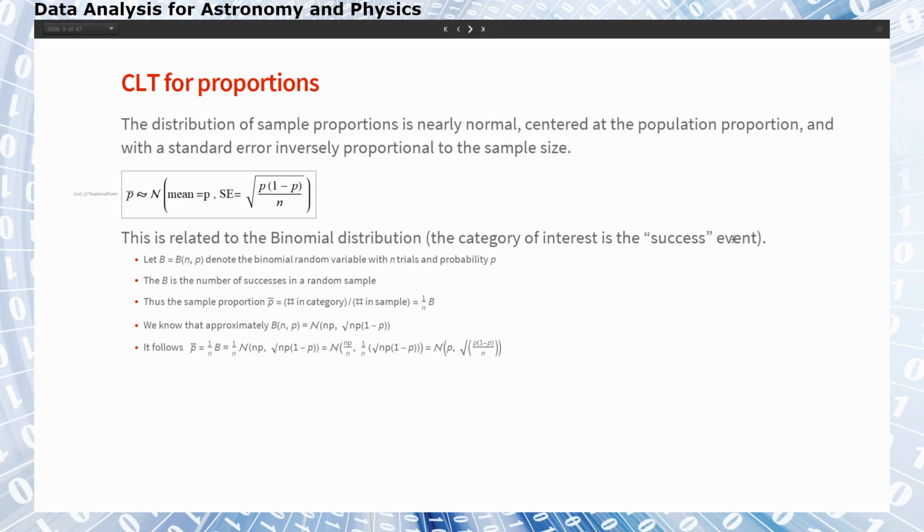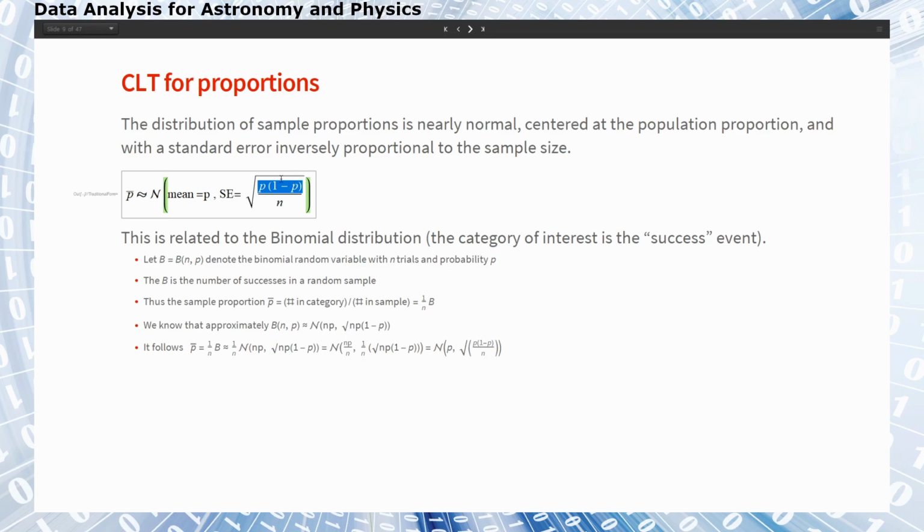Since we are now working on the sampling distribution, the central limit theorem for the proportion can be applied and states that the distribution of sample proportions is nearly normal, centered at the population proportion P, with a standard error that is inversely proportional to the sample size, and the standard error here is computed with the square root of P times 1 minus P.